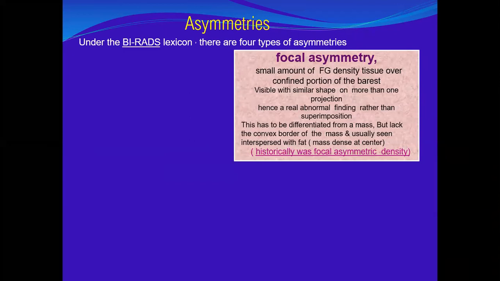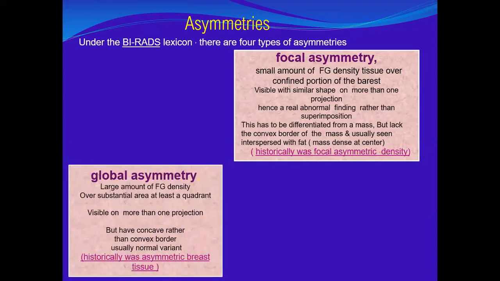It simulates a mass, but it lacks the convex border of the mass and is usually interspersed with fat. Not always, usually; you might find it without typical interspersed fat. As in that example, you see the fat is very minimal at the periphery of the lesion, not seen within the asymmetry itself. Historically it was focal asymmetric density. In the third edition it was called focal asymmetric density, but since the fourth edition it is called focal asymmetry.